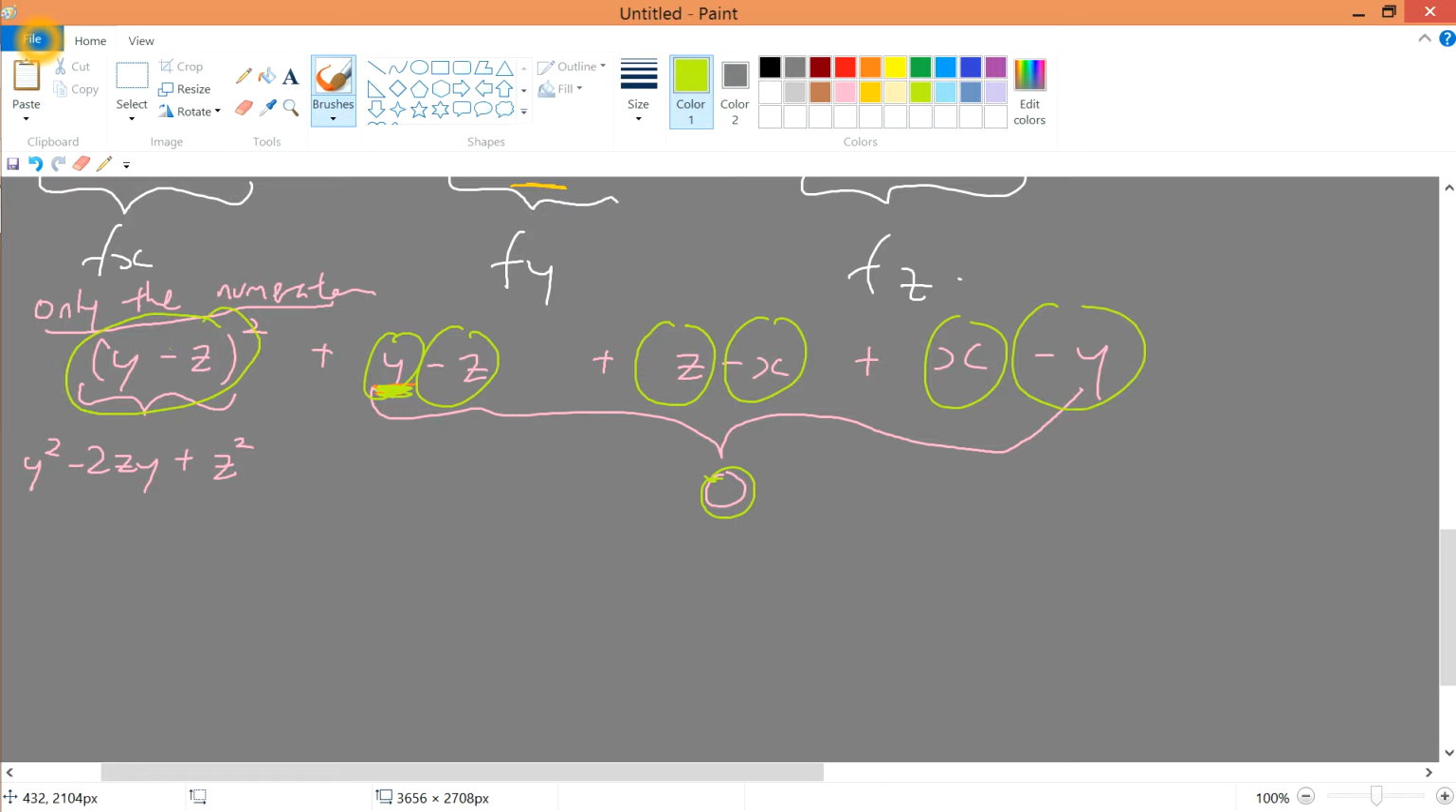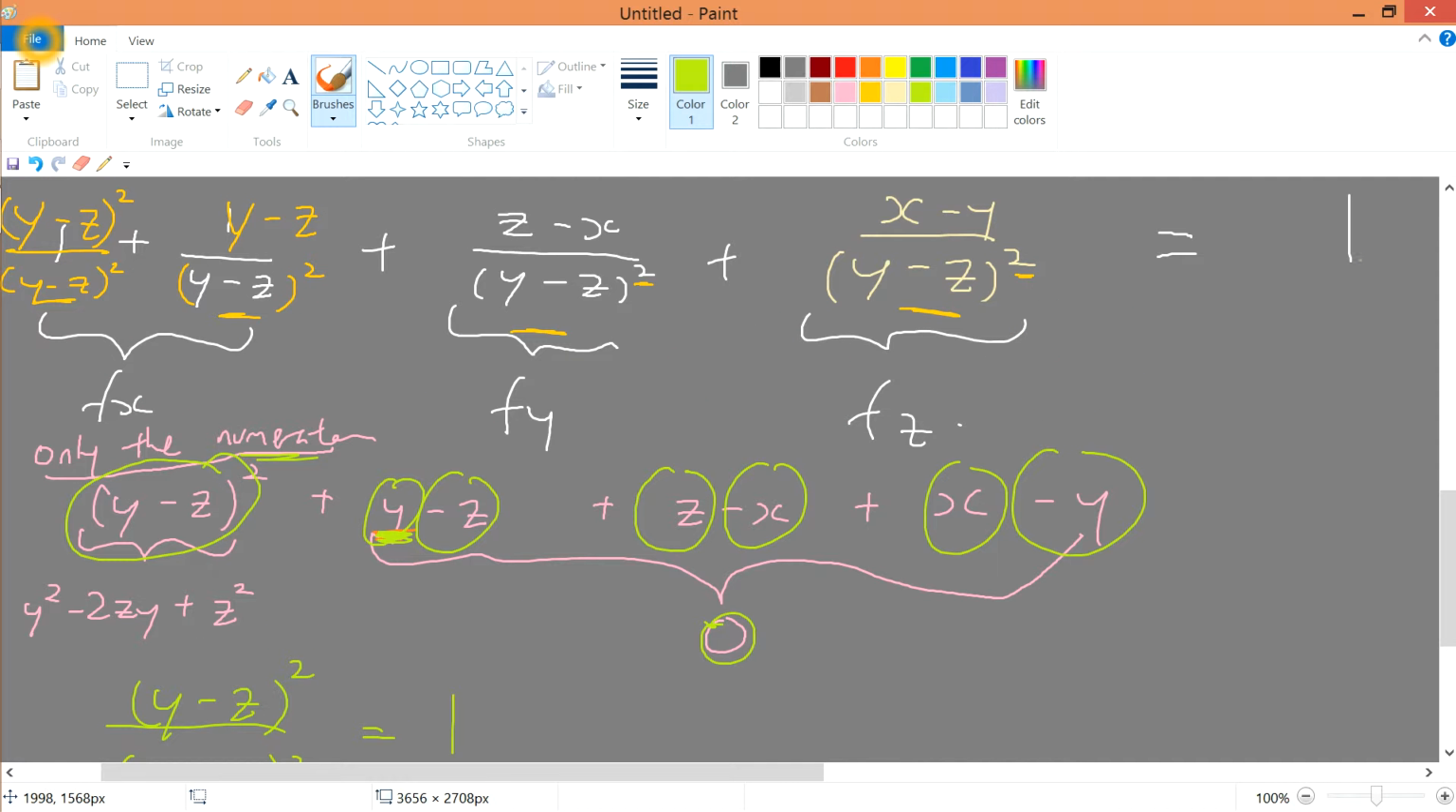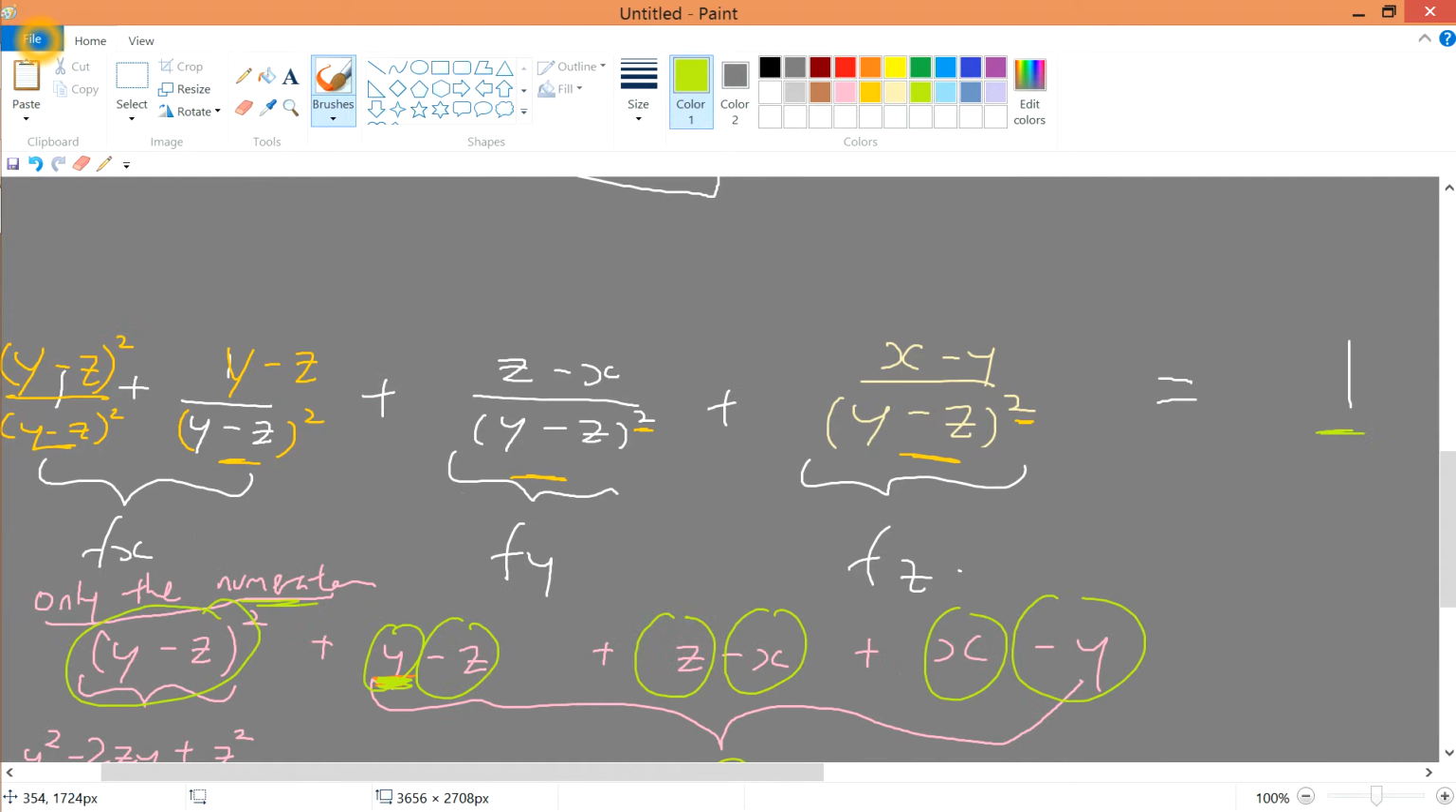So I'll just keep this over here, I bring it down, y minus z squared. And you know that this is the only numerator, so I'll just fill back the denominator over here, which is equal to 1. Therefore we have successfully proved that when you substitute your fx, your fy, and your fz, you get equal to 1.